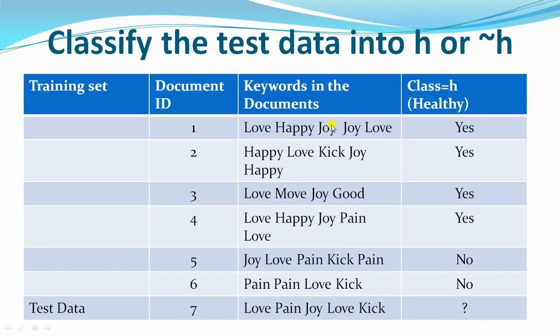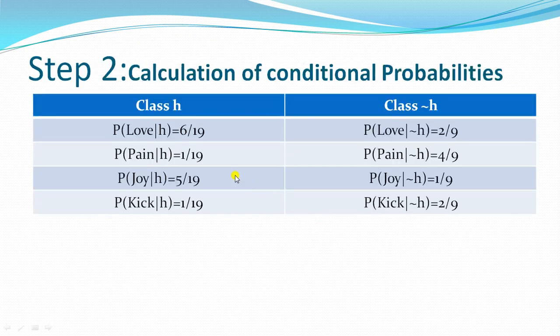Here two joys are there. Here one, 3. Here one, 4. Here one, 5. That means out of 19, 5 terms are joy.